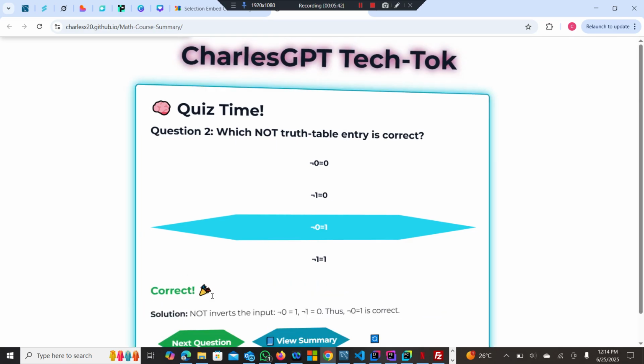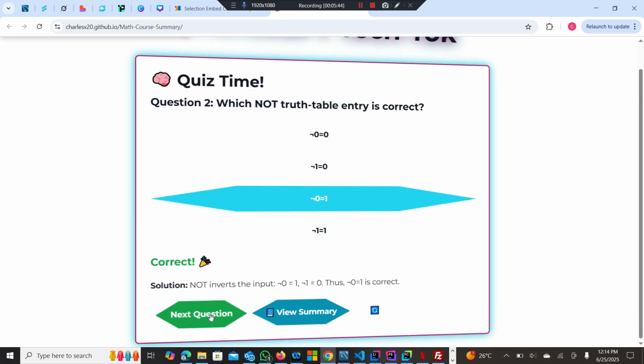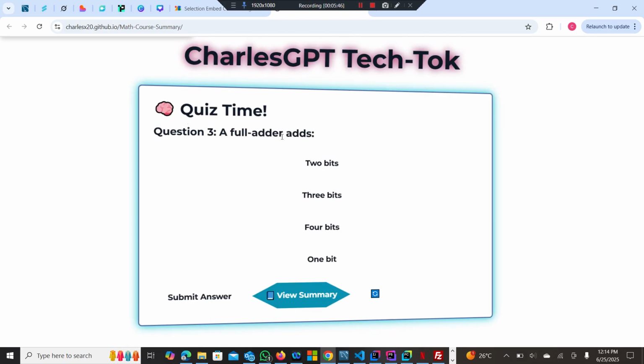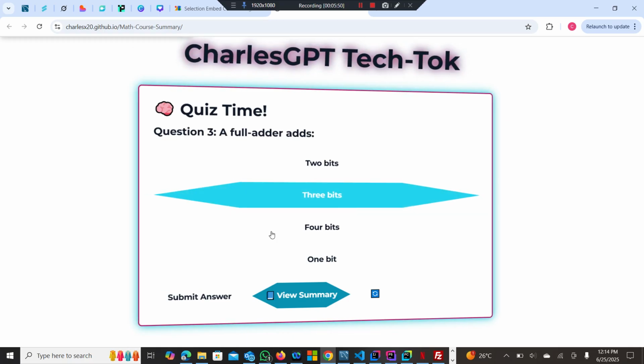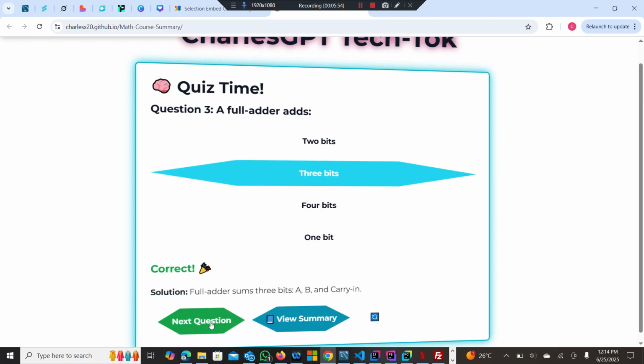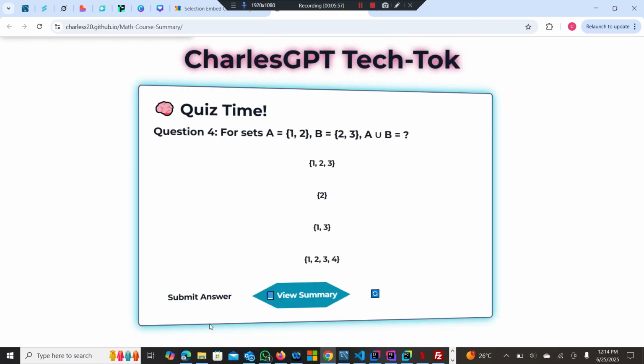Submit. So I'll just be going through everything quickly. Next question. We have a full adder adds 3 bits. Submit. Okay. So make sure you go through other videos 1, 2, 3, 4, and 5 of our courses and you understand the thing. Once you have taken the quiz there, you will have a very good idea on how to complete our final quiz.